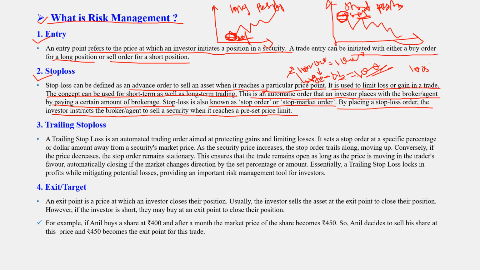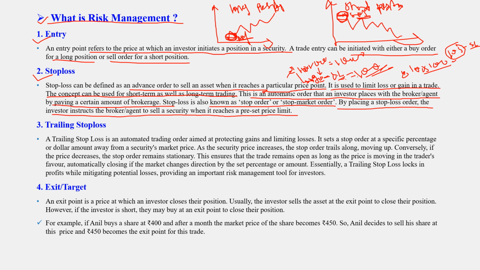So 10 into 100, right? 10 quantity and 100 price for Tata Motors. We are expecting the market will go down, but the market goes up, opposite to our expectation: 105, 120 and 150. In this situation, we set the stop loss at 105 rupees and we reduce the losses, right? This is the stop loss.